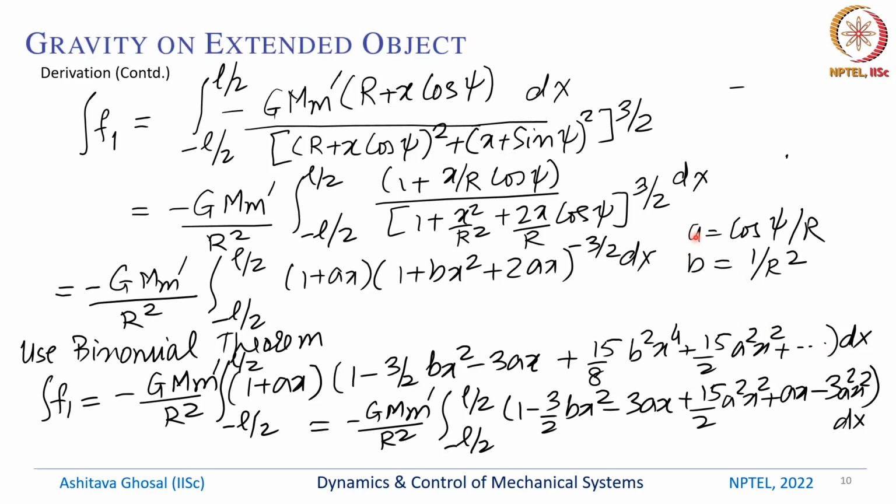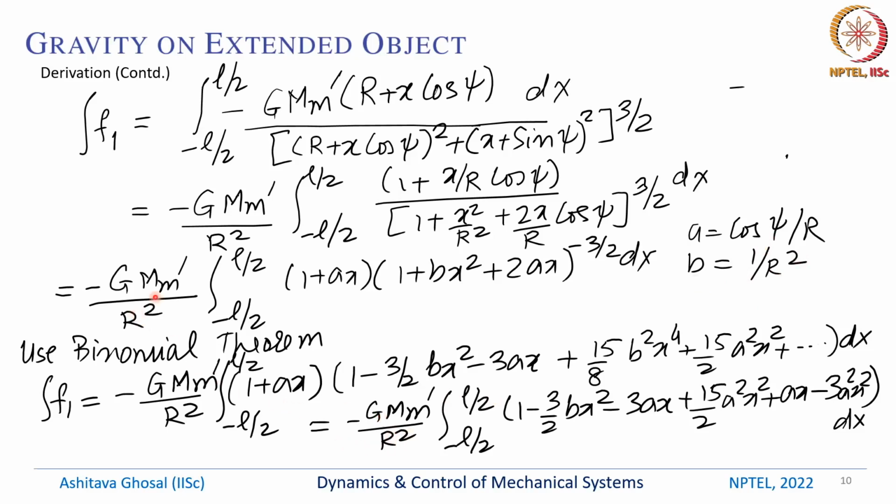And again, why? Because we can see a is small, since it is divided by r. We will apply this to the radius of the earth, which is very big. Even b is small, 1 by r square. So we don't need to keep all this b to the power 4 and all these higher order terms.